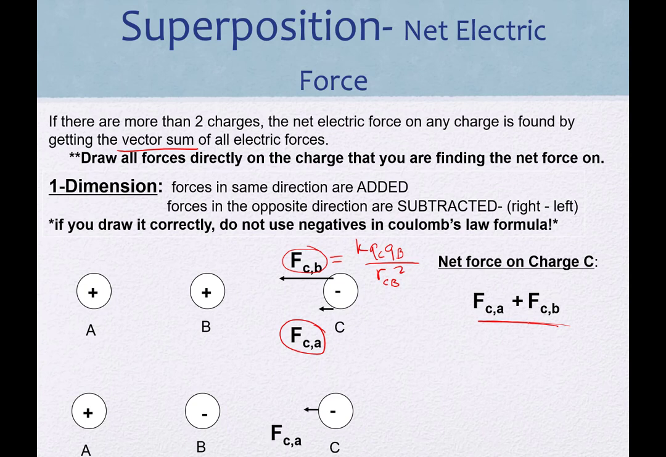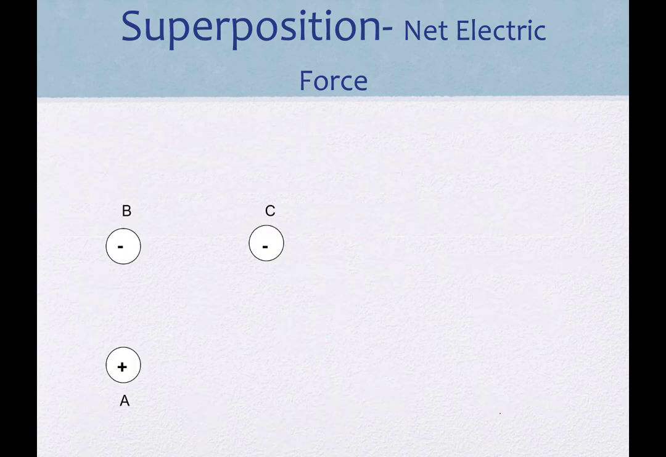Down here, A and C are attracted, same as before. There's our force on C from A. B and C are repelled. So there's our force on C from B. It points to the right, and it's a lot stronger. So we would calculate these forces and then subtract them because they're in opposite directions. Subtract the magnitudes, that is, FCB minus FCA. Same as any old vector or force problem.